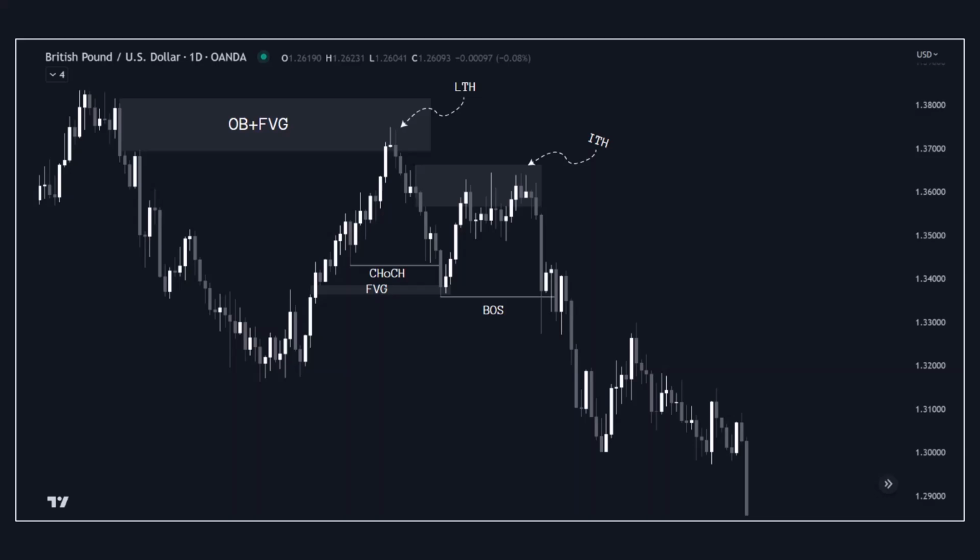Now, if you take a look at this, what we see here is we do have this order block here with a fair value gap just right here. We mark this, and this is the daily. This is GU daily time frame.